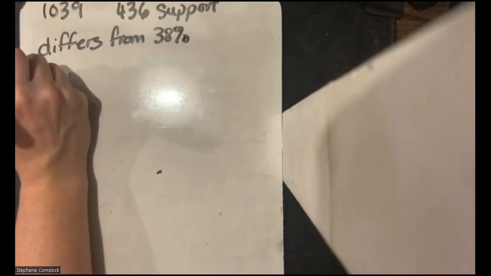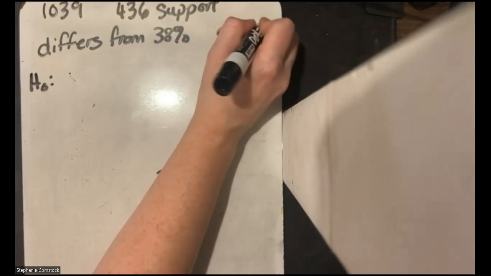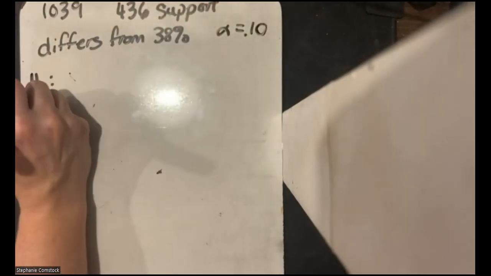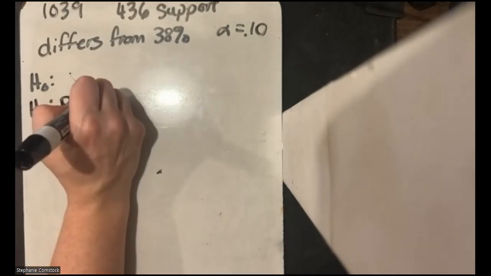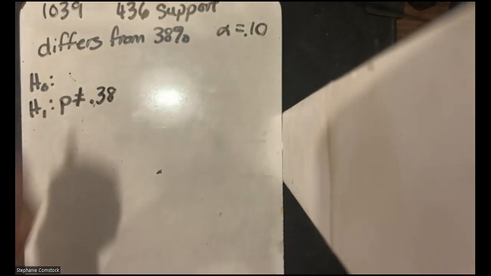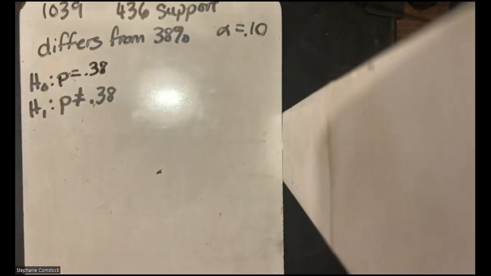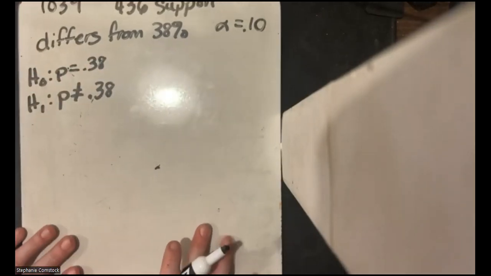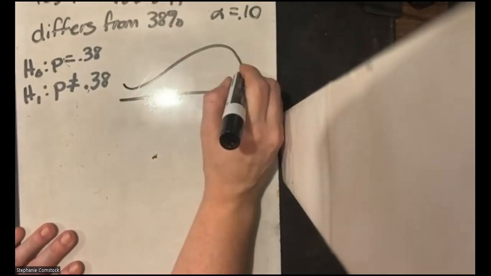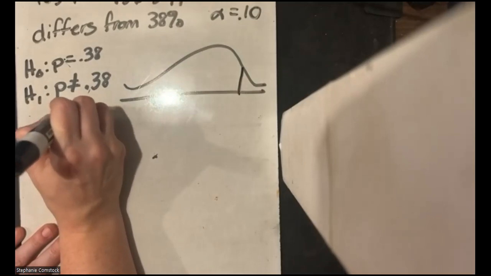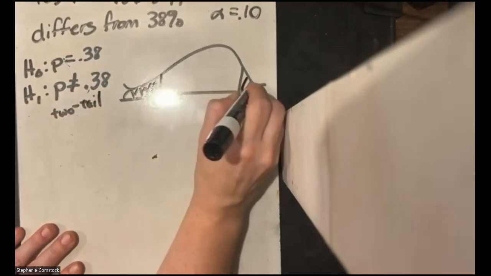So here we go. Alpha is 0.10. So we're only having to do a straightforward one with this. Differs means it is something other than what they state, so 0.38. So then the null is going to be that it is equal. Now again, we're going to go ahead and set this up. Picture-wise, what's going on here? This is a two-tailed test, so I'm going to have two zones over here.